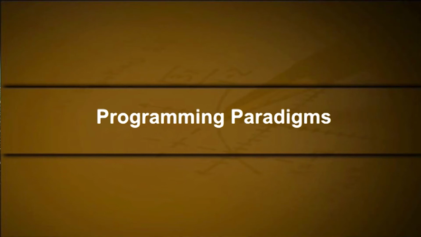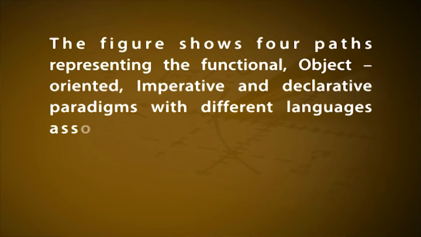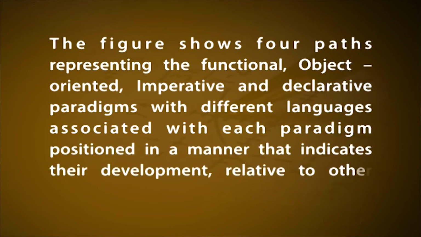Programming paradigms. The generation approach of classifying programming languages is based on a linear scale on which a language's position is determined by the degree to which the user of the language is freed from the features of the computer and allowed to think in terms associated with the problem. The historical development of programming languages is represented in the following figure. The figure shows 4 parts representing the functional, object-oriented, imperative and declarative paradigms, with different languages associated with each paradigm positioned in a manner that indicates their development relative to other languages.